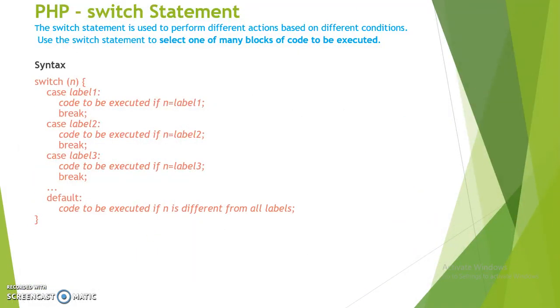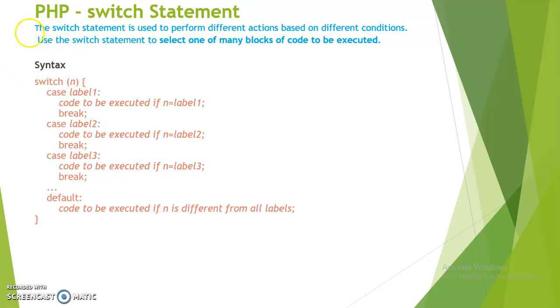So we now have the switch statement, which some people prefer. It depends on what you're doing and how you want your code to be arranged. It's just a matter of preference. In this switch statement, you always know that it is used to perform different actions based on different conditions. You use the switch statement to select one of many blocks of code to be executed. So let's take a look at this syntax.